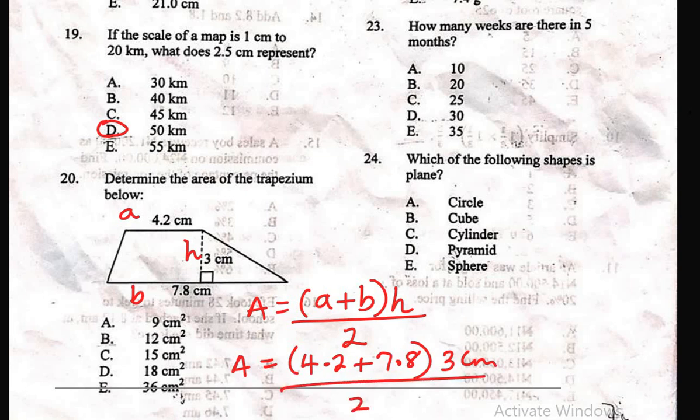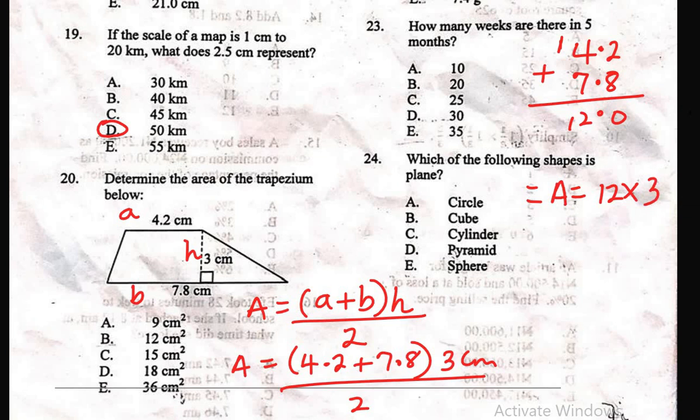So what we have in the bracket is 4.2 plus 7.8. 8 plus 2, 10, 0, carry 1. 7 plus 4, 11 plus 1, 12, 12.0. So we just have area equal to 12 times the 3. Everything in the bracket is 12 multiplied by the 3 divided by 2. 2 here 1, 2 into 12 is 6. Area will be 6 times 3, 18 centimeter square. So the correct answer is D.